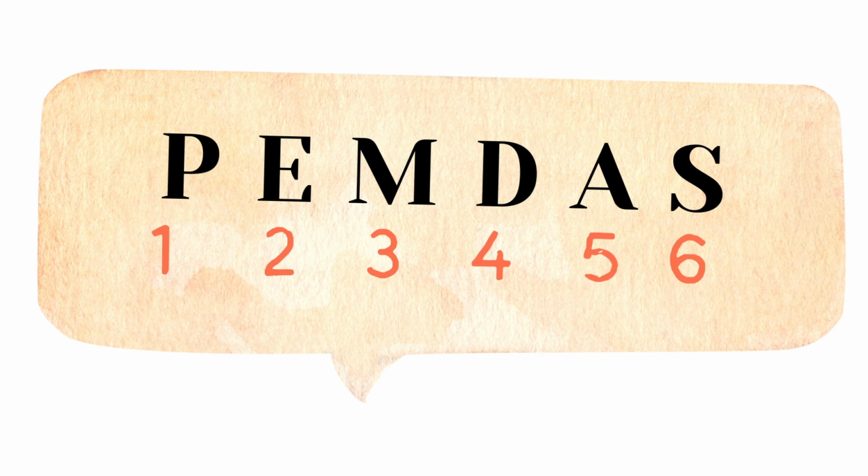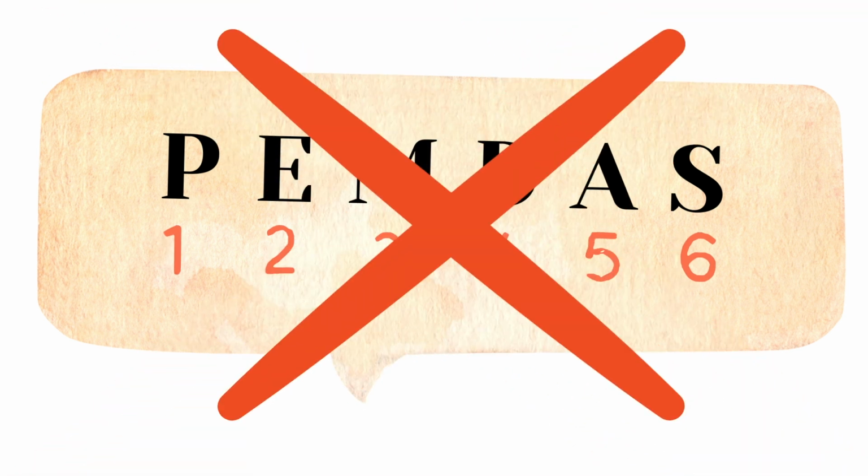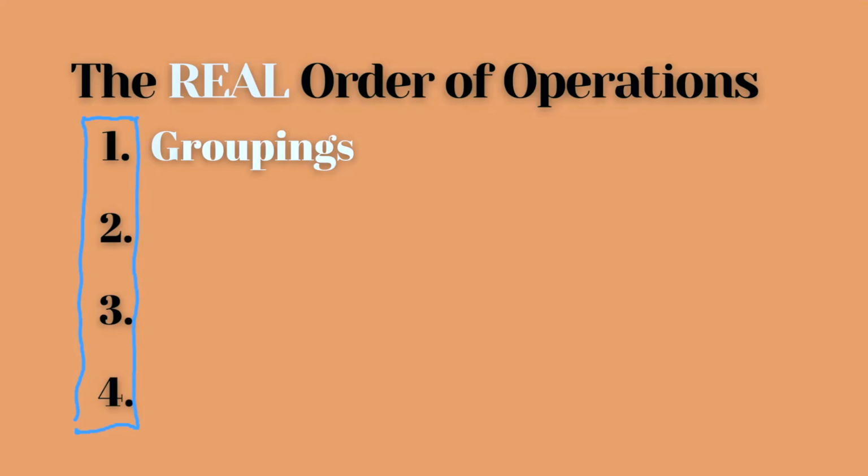P-E-M-D-A-S. That sounds like there's 6 steps. That's my first problem with PEMDAS. There's not 6 steps to the order of operations. There are 4. My second big problem, take a look at what I'm telling you the first step is. I'm telling you the first step is not parentheses, like some of your teachers will tell you. I'm saying it's groupings.